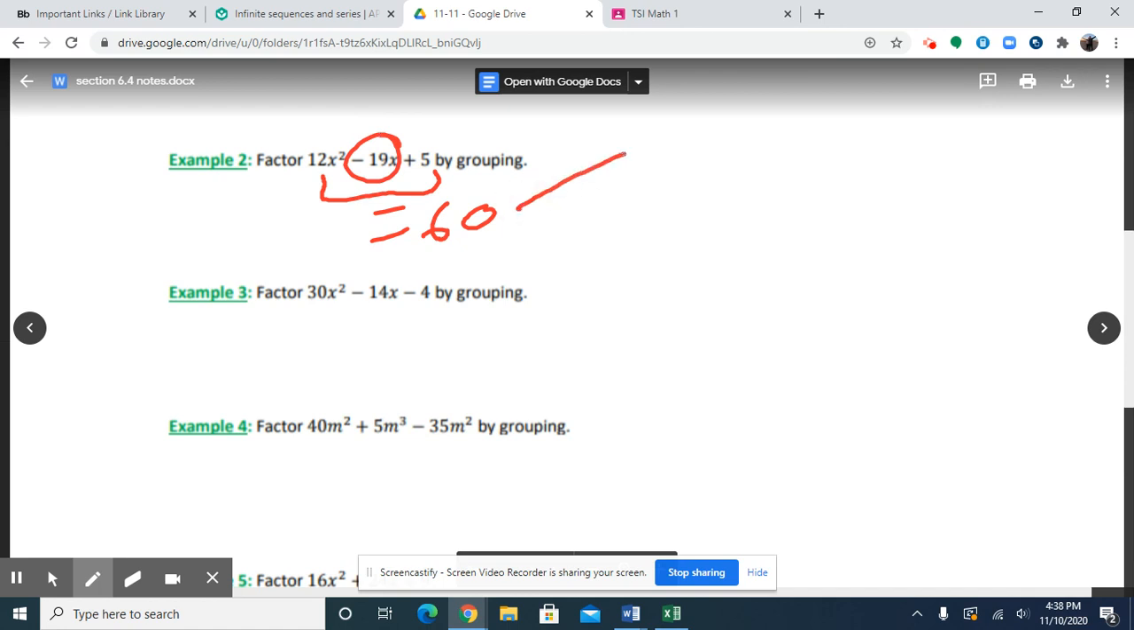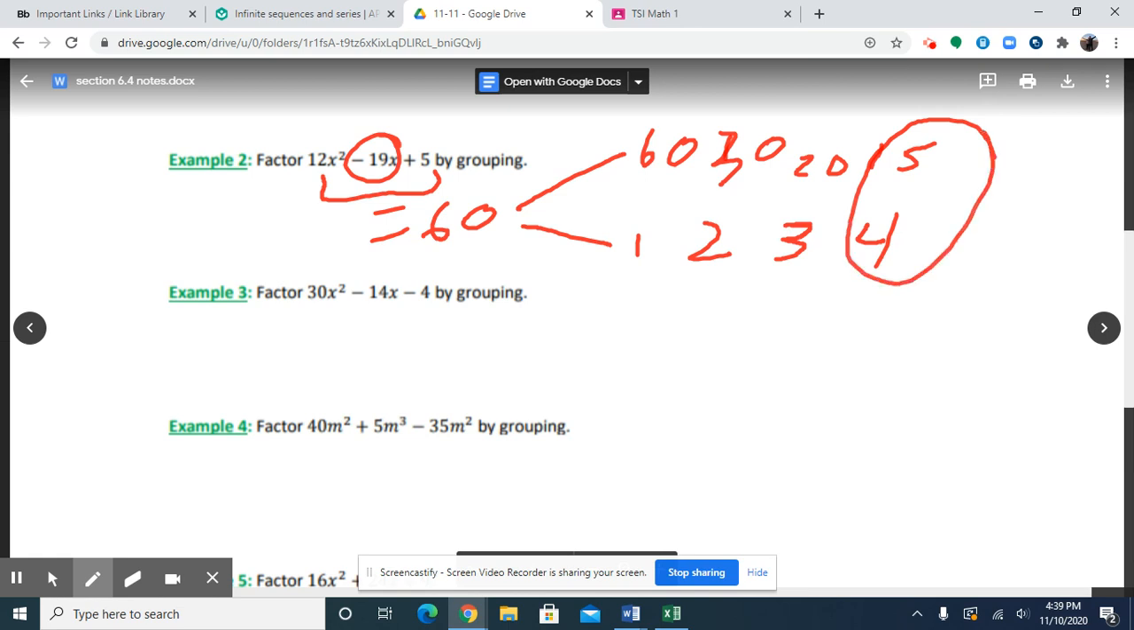So 1 and 60. We can have 2 and 30, 3 and 20, sorry, 3 and 20, 4 and 15. And 4 and 15 would add up as long as they're both negative.